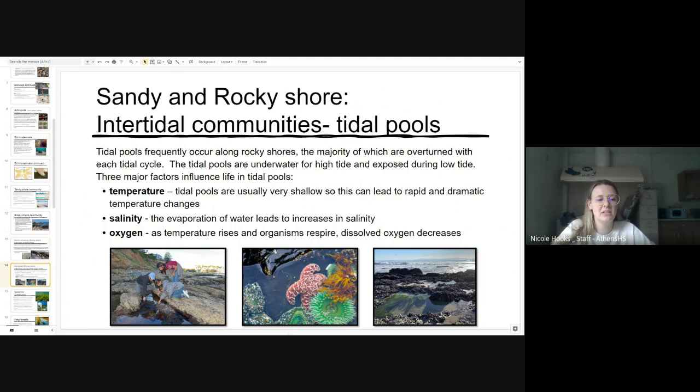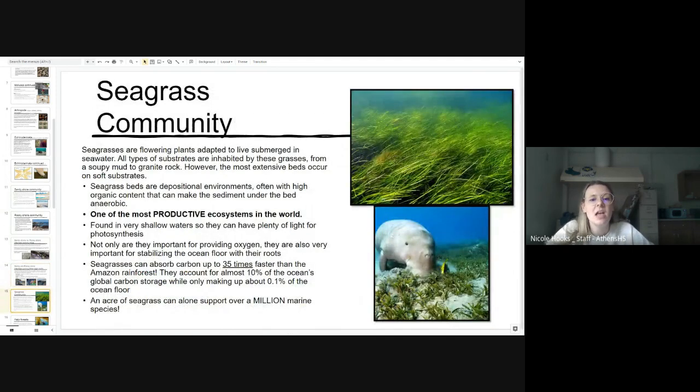All right, the next one is seagrasses. They are a flowering plant that lives in seawater. They cling to soupy mud or granite rock. They like any kind of area, but are mainly more extensive on a soft surface, something they can easily cling into, like sand, mud, or sediments. They like that softer bottom.